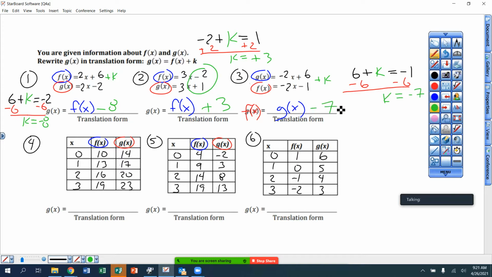But then look at the wording. This one had f of x plus 3. The f of x was transformed into the g of x. But this one had the g of x transformed into the f of x.